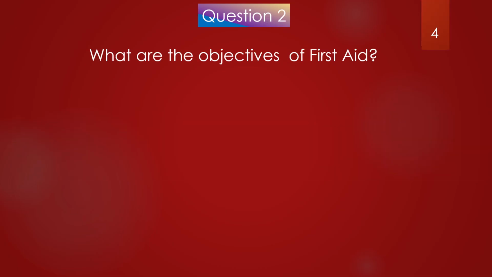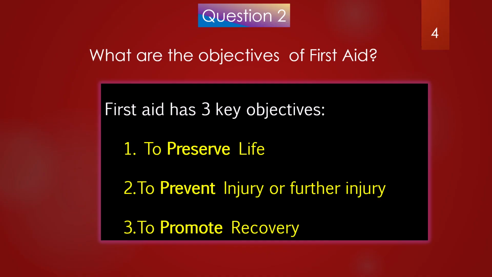What are the objectives of first aid? Does first aid have objectives? Of course, there are three of them, three objectives of first aid. Number one, to preserve life. Number two, to prevent injury or further injury. Number three, to promote recovery. Those are the three key objectives of first aid. When you perform first aid, you are doing so to preserve the life of the patient, to prevent that patient from further injury, and to promote the recovery of that patient.